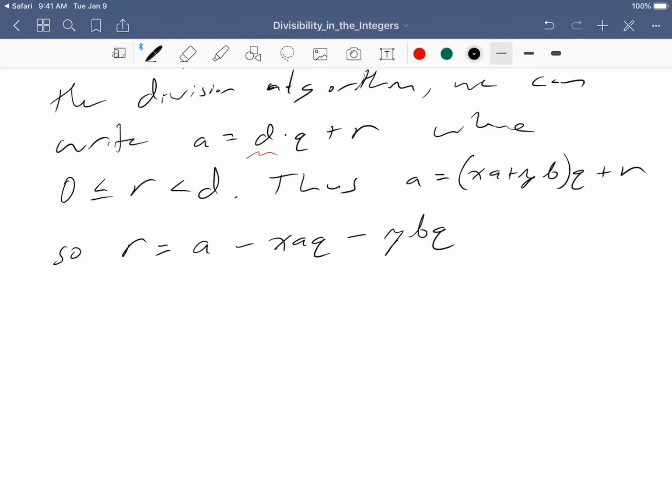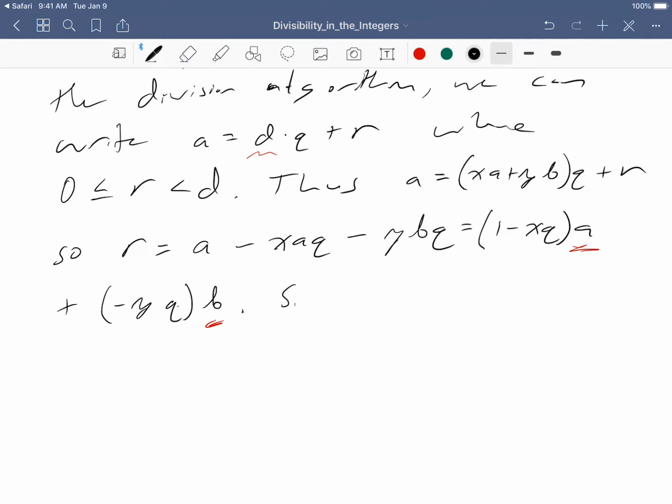Okay, and now I want to rewrite that one more way. So I'm going to pull that A out. So what I have is 1 minus XQ times A plus negative YQ times B. All right, so now I've written R as a linear combination of A and B.